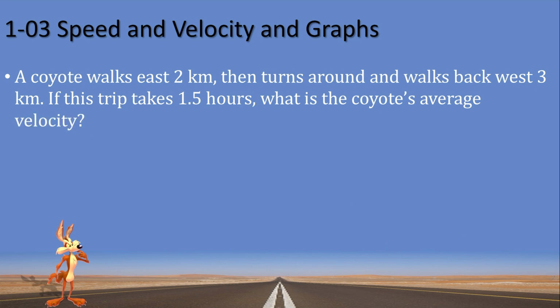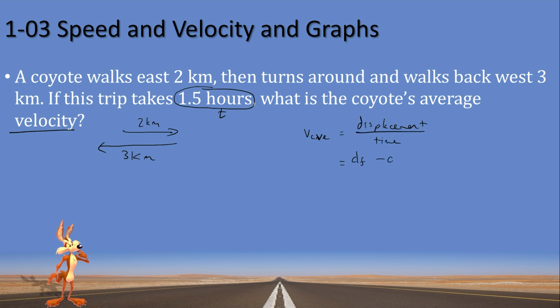If a coyote walks 2 kilometers east, then turns around and walks back west 3 kilometers, and the trip takes 1.5 hours, that's our time, what is the coyote's average velocity? All right, so velocity is our displacement over time, or df minus d0 over our time.